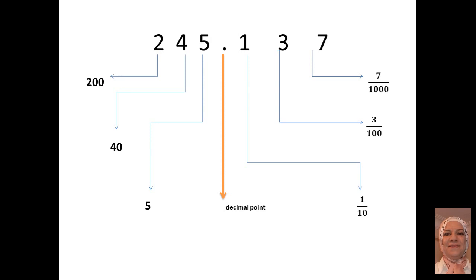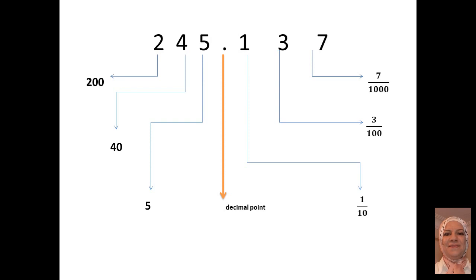The one here is in the tenths place, so it's 1 out of 10. The second digit is 3 out of 100 because it's in the hundredths place. In the thousandths place, 7 thousandths. So we have the whole, we have the decimal point, we have the parts. We said the value of the part is so small, so 1 out of 10 is a small value.